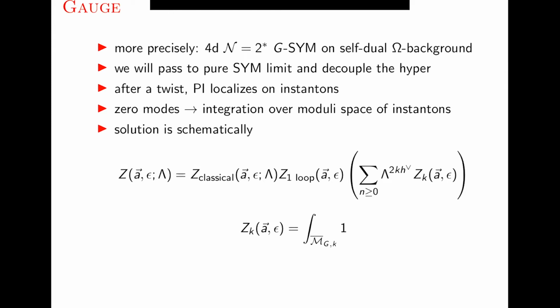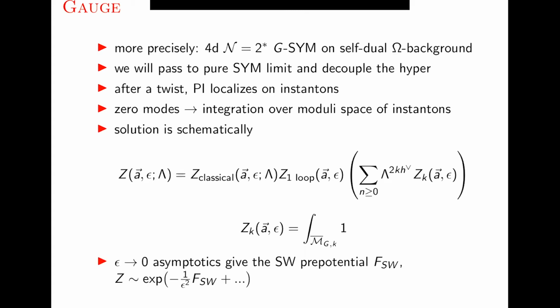There's a classical part, there's a one-loop determinant, and finally we have the whole instanton expansion. So these guys here, I don't know if you can see the mouse, is what we're interested in. We're interested in everything, of course. And once we have that, we can extract the physics without the Omega background using the standard Nekrasov conjecture.